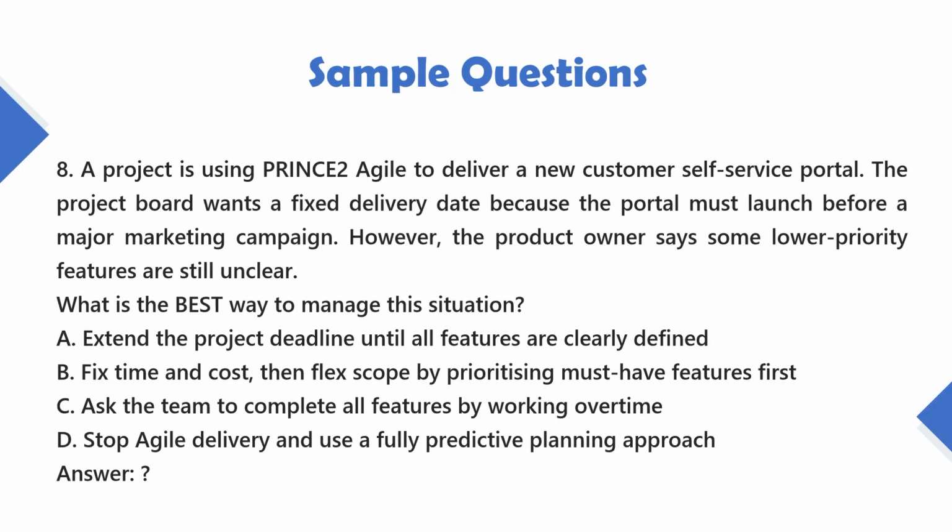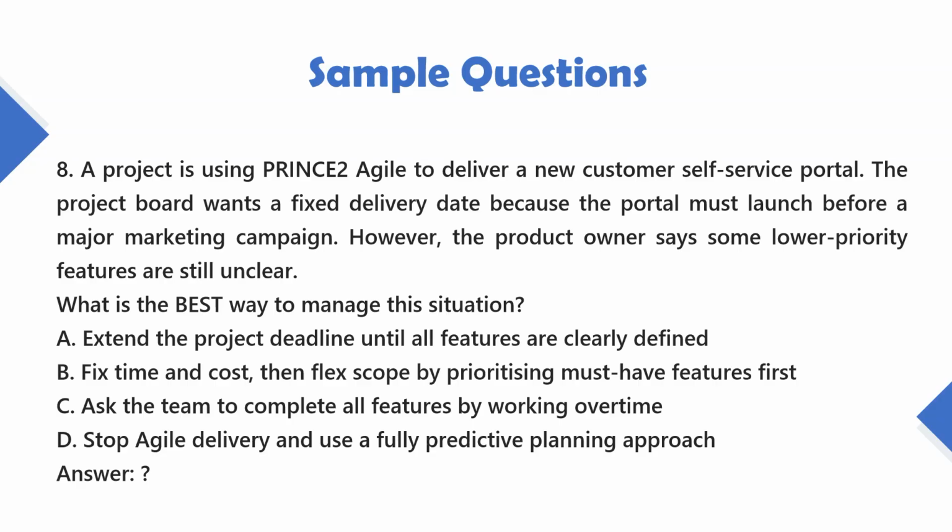8. A project is using PRINCE2 Agile to deliver a new customer self-service portal. The project board wants a fixed delivery date because the portal must launch before a major marketing campaign. However, the product owner says some lower priority features are still unclear. What is the best way to manage this situation?